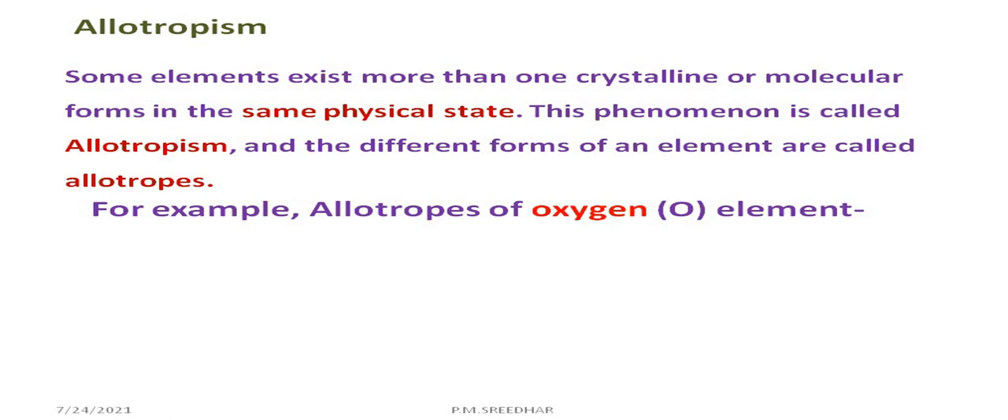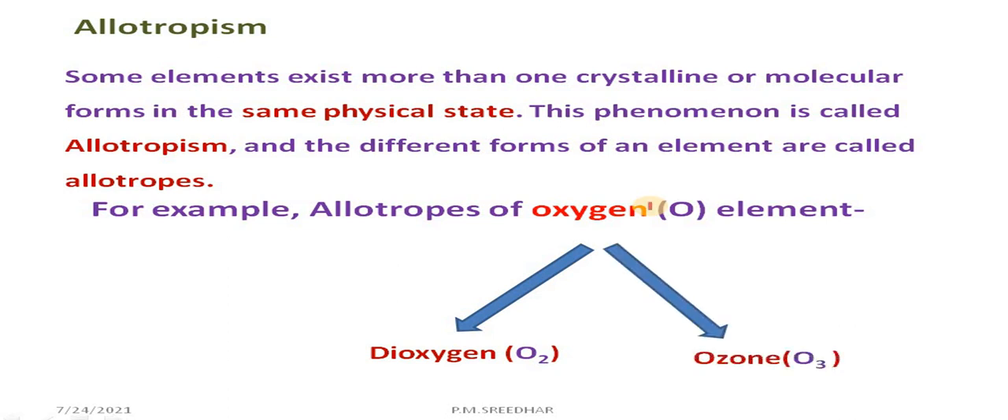For example, allotropes of oxygen. Oxygen is an element. It has two allotropes. One is dioxygen, which has the formula O2. Another allotrope is ozone, O3. So, dioxygen as well as ozone are the allotropes of oxygen. This is in gaseous state. This is also in gaseous state. So, the phenomenon is called allotropism.